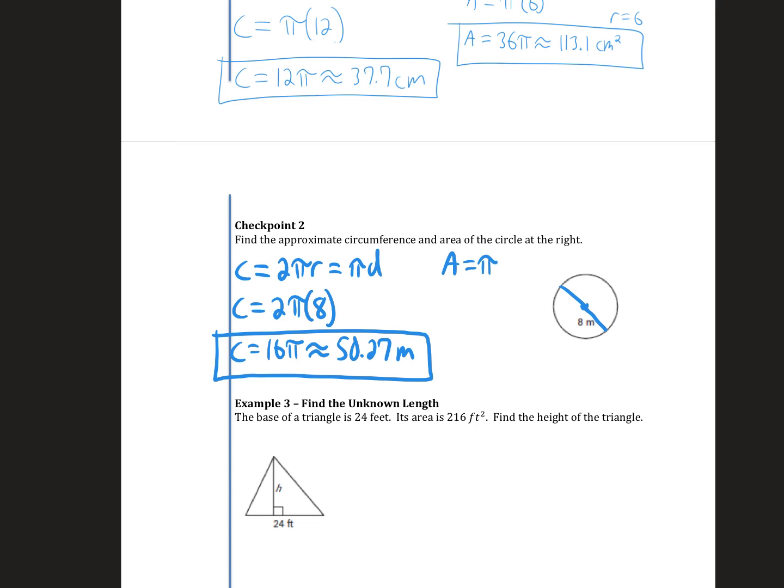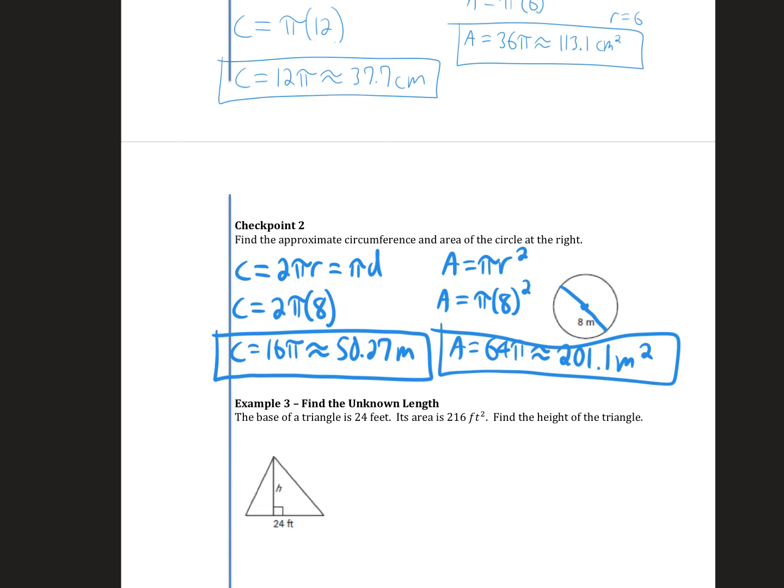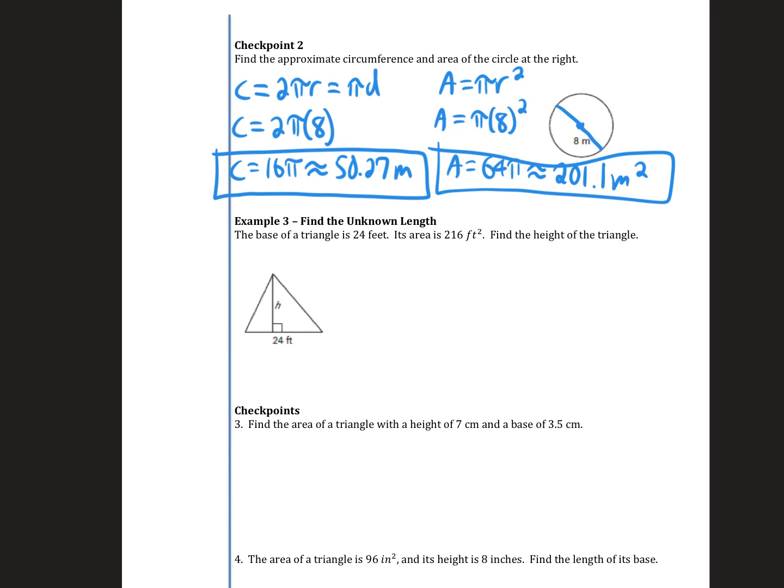All right, area of the circle. Area equals pi r squared. Well, the nice thing about this is we have the radius already, so the radius is going to be 8, so we do 8 squared. So A equals 64 pi, which is approximately 201.1 square meters. And that would be the area. Okay, so remember, area is the inside of the circle, perimeter is the outside of the circle, or circumference.